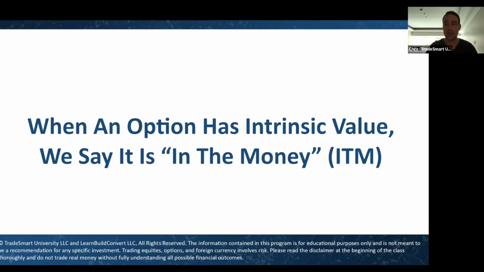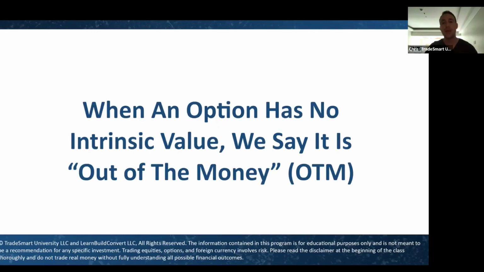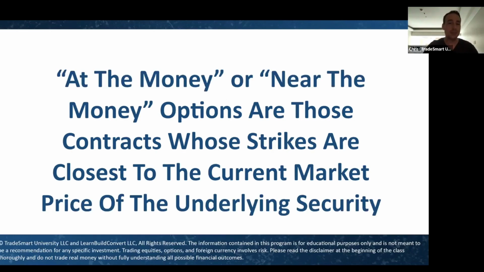So its strike gives it an intrinsic value if you were to simply exercise the option and then go ahead and get rid of those shares. You would then have built-in equity, right? So an option that has built-in equity has intrinsic value, so we say it is in the money. Now, when an option has no intrinsic value, right, when that value would be 0 or negative, we say that it's out of the money. So that's the distinction. And then at the money or near the money options are just those contracts whose strikes are closest to the current market price of the underlying security.